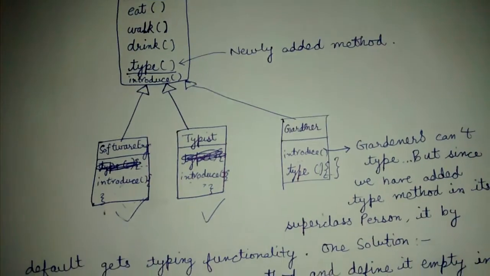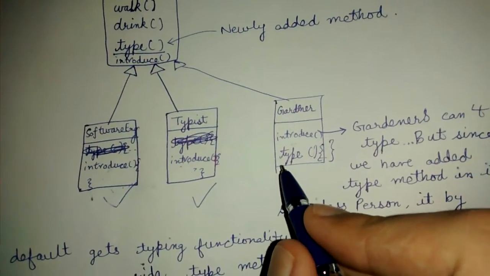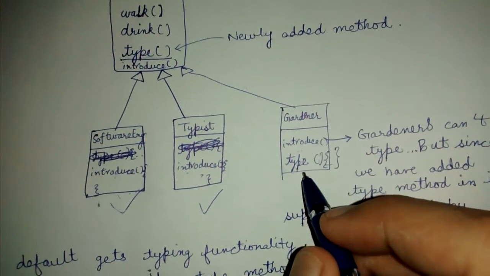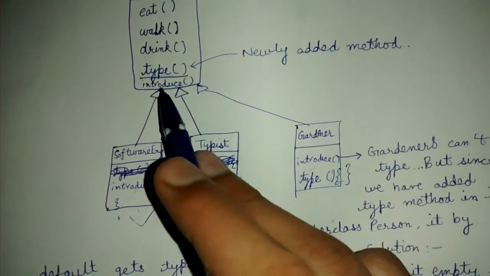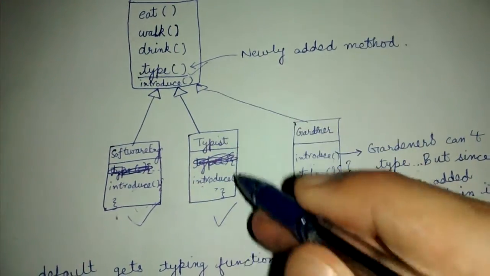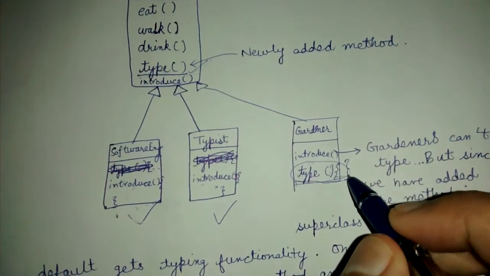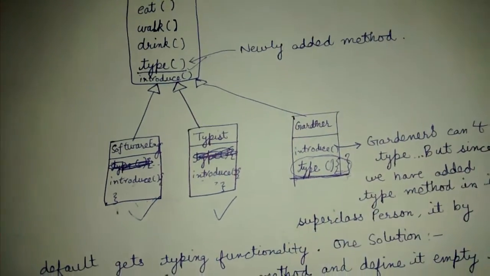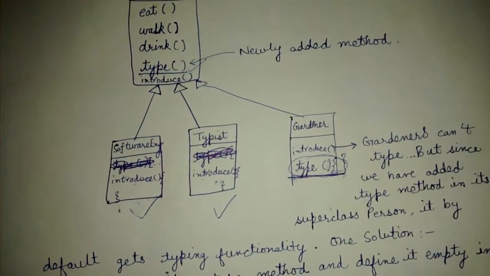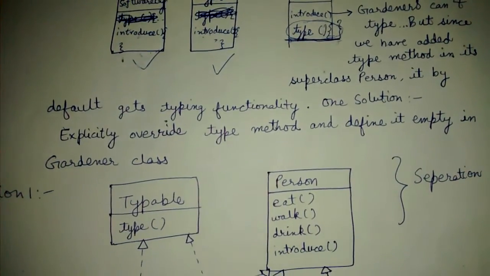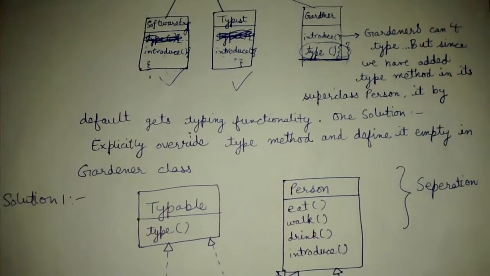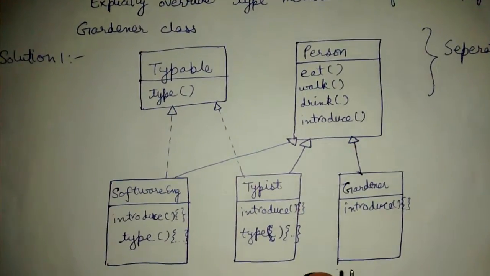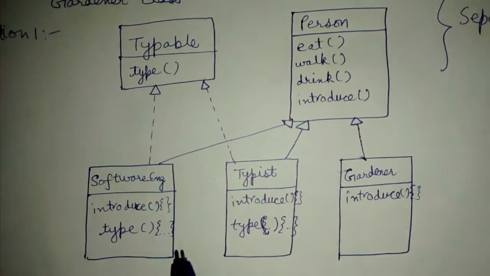So one naive solution will be to define type method with an empty implementation in the gardener class. That way you are overriding this default implementation of type in gardener and you are explicitly saying that the gardener cannot type by providing this empty implementation. It is just doing nothing. But this will not be a good way. So we try our hand on this solution.